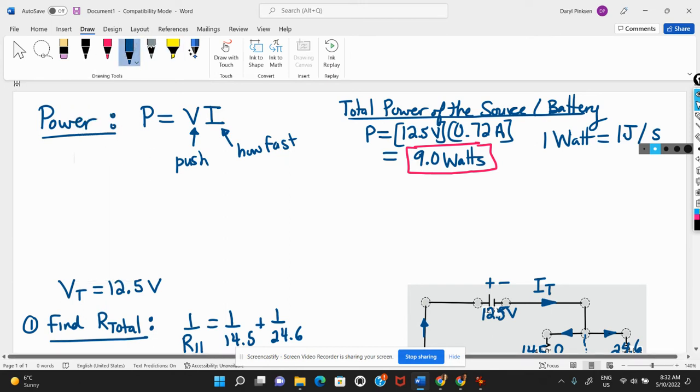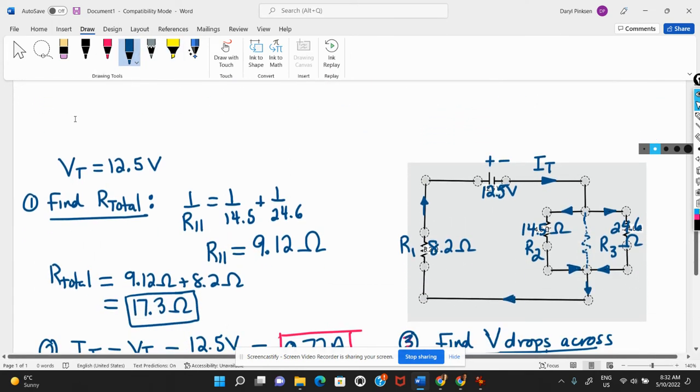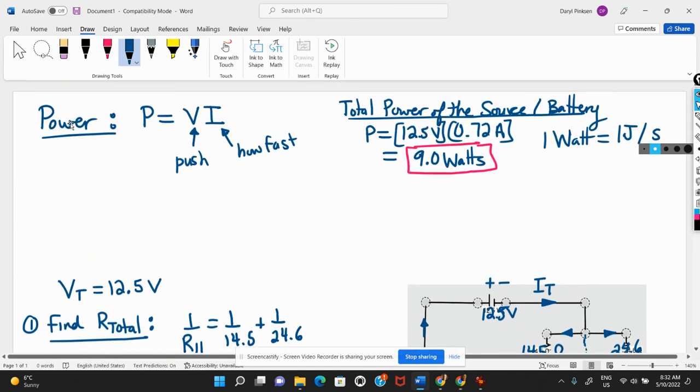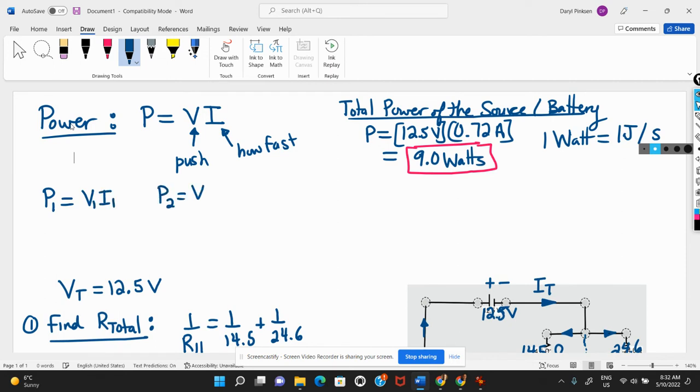Well, now we can look at the power of each one of these resistors. So I've got 3 resistors, and what I want to know is, what is the P1? It's going to be V1, I1. What is the P2? It's going to be V2, I2. And what is the P3? It's going to be V3, I3.